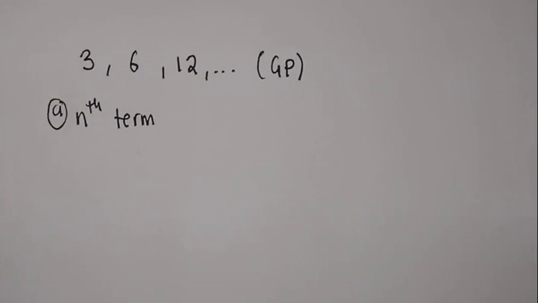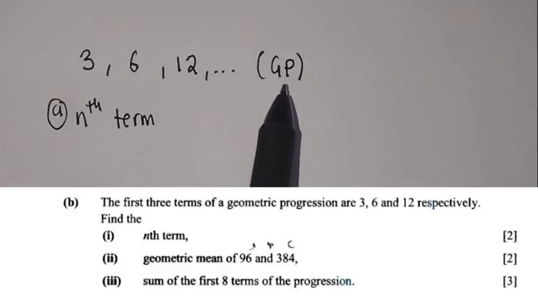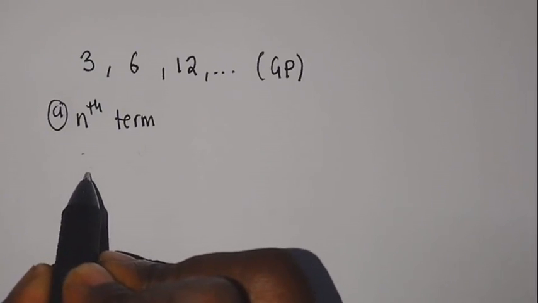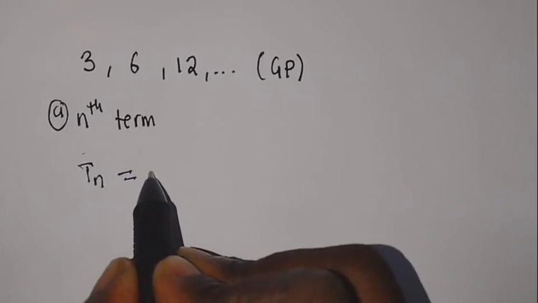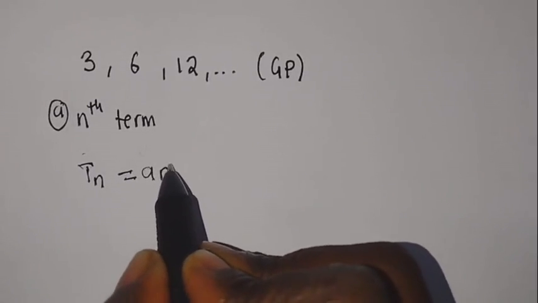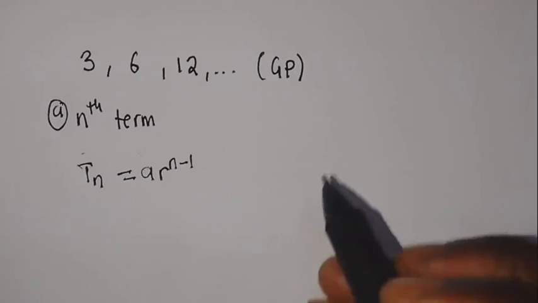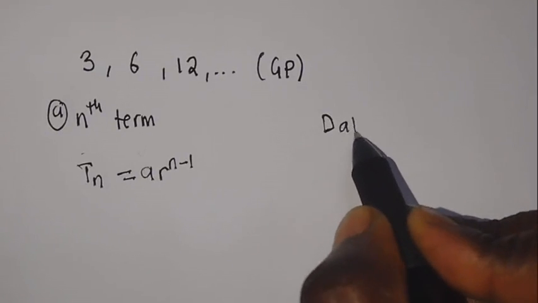So we answer question A, we find the nth term. Remember, this is a geometric progression. In order for us to find the nth term, we need the formula. We are going to come up with T subscript n equal to a r to the power n minus 1. This is the formula that you must know. All right, so first, let us come up with the data right here.